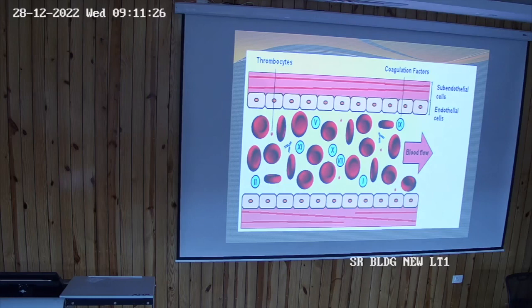All the factors, all the proteins, there are a number of proteins. All these proteins are present in the blood, but they are present in inactive form unless the body requires them for the formation of the clot. So there is a balance between pro- and anticoagulant factors. When this balance gets disturbed, clot formation takes place.